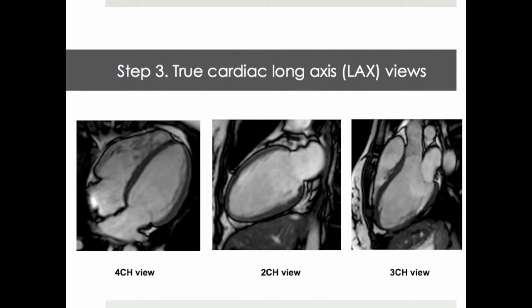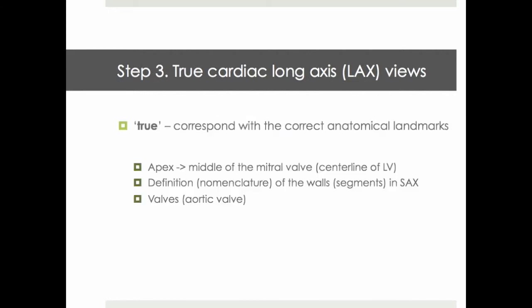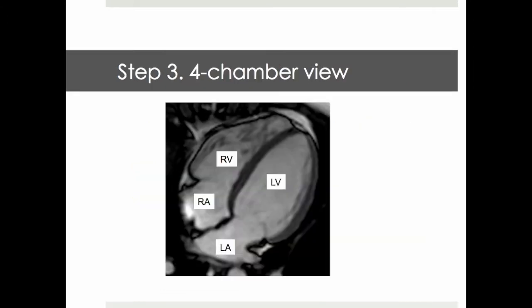Our next planning step are the true cardiac long axis views, that is, 4-chamber view, 2-chamber view, and 3-chamber view. They are true in a sense that they correspond with the correct anatomical landmarks, that is, definition of a long axis as discussed previously following the center line of the left ventricle, definition or nomenclature of the wall's segments in short axis, as well as minding the inclusion or exclusion of aortic valve.